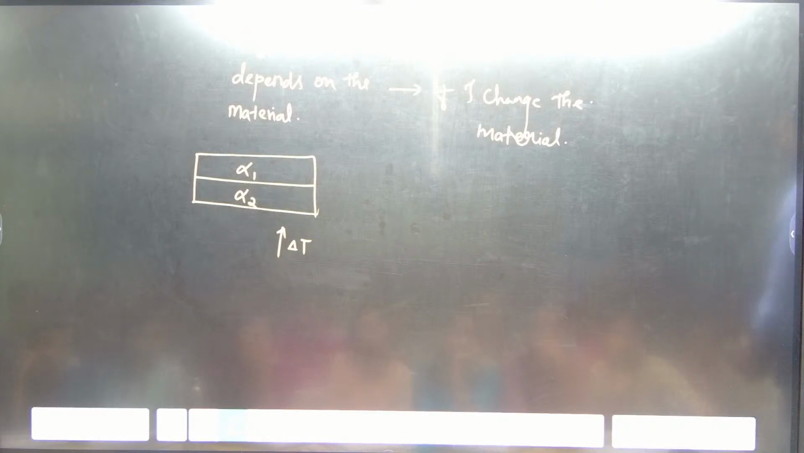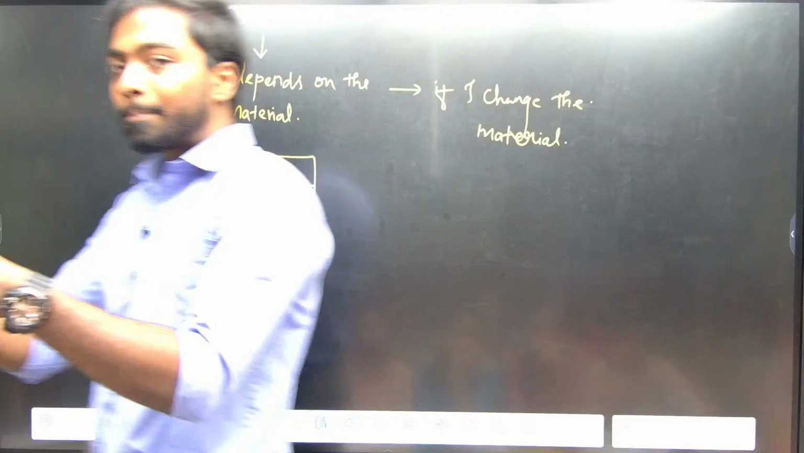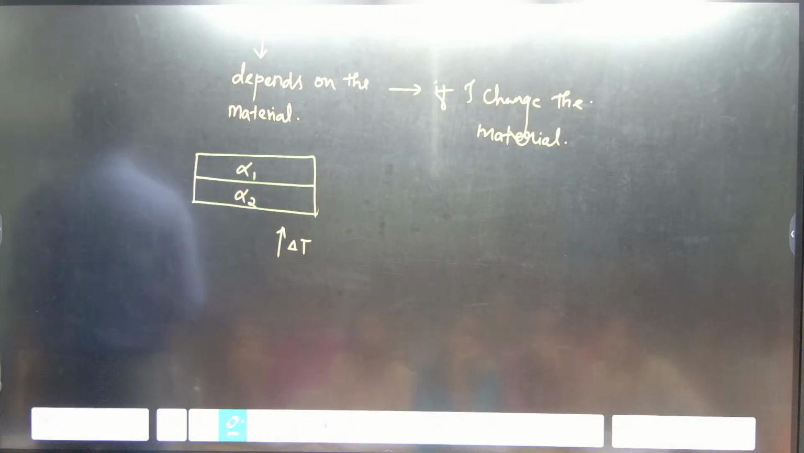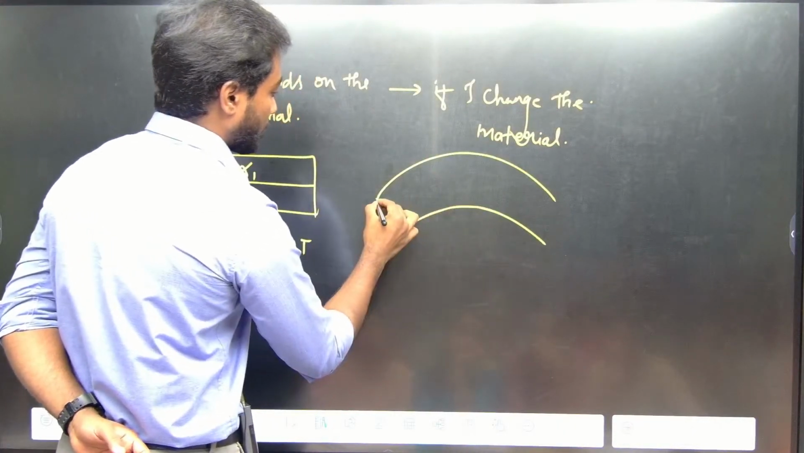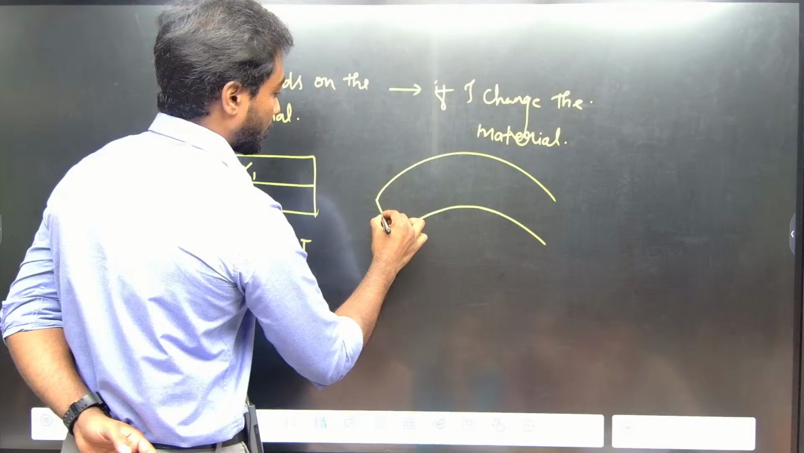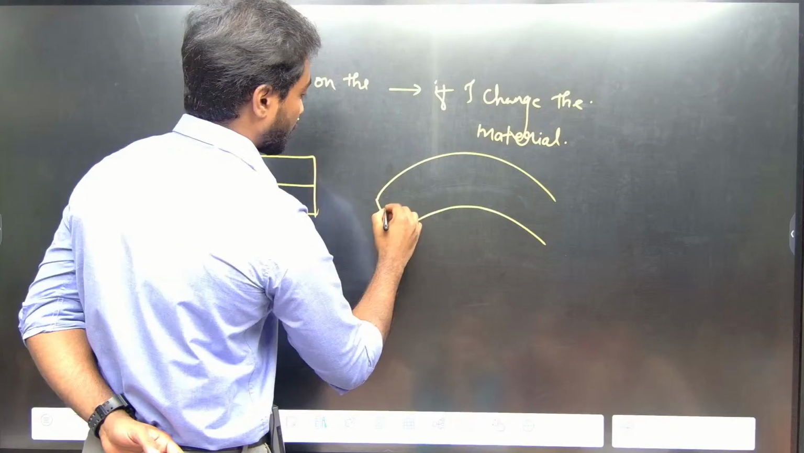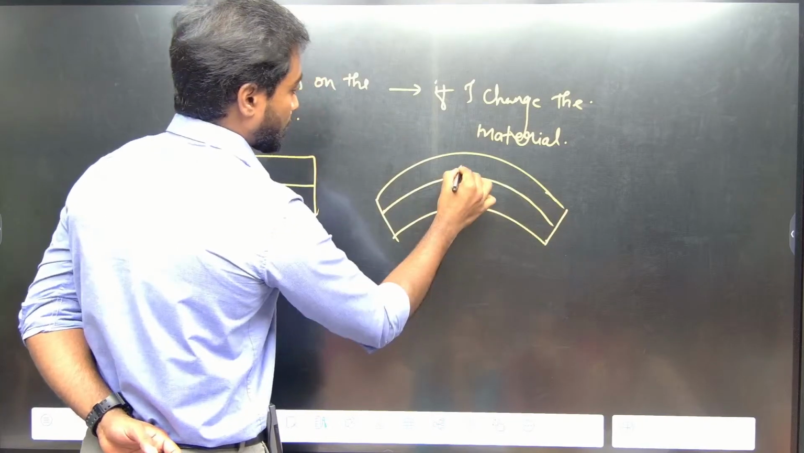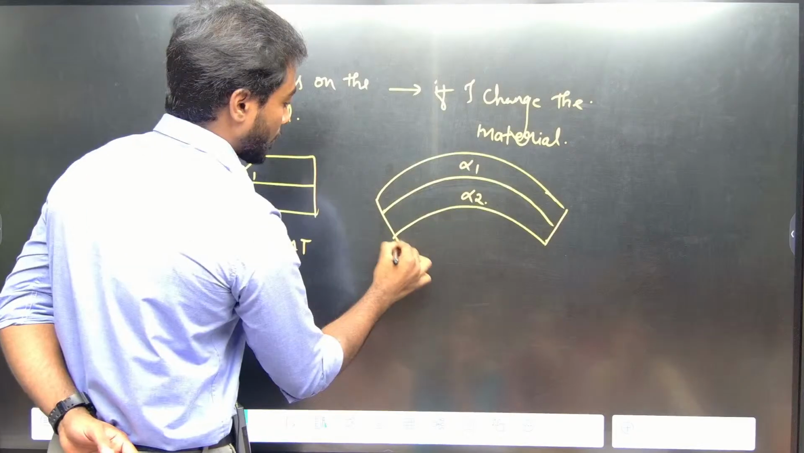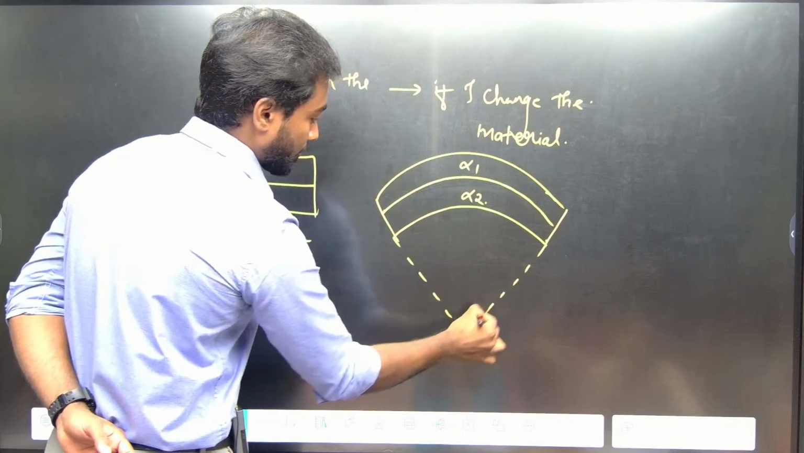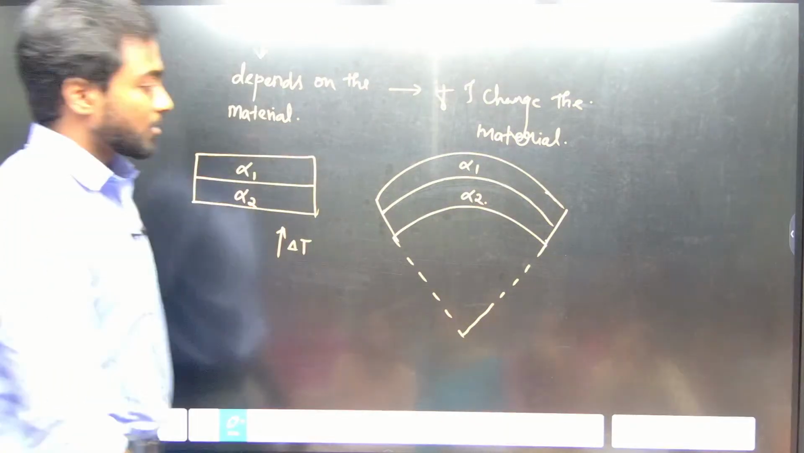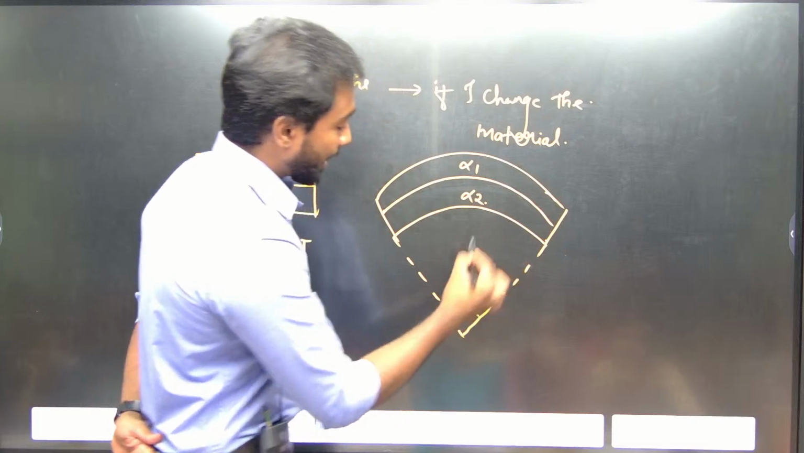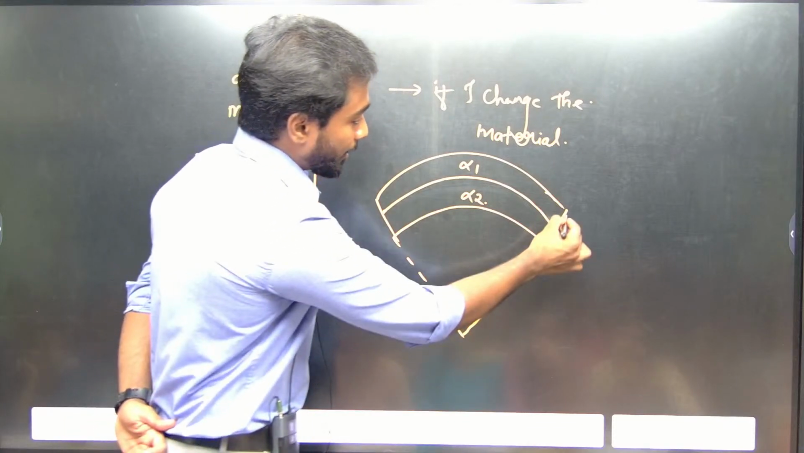One will expand more. So what happens in that case? It will try to bend. So this is my alpha 1, alpha 2. So can I connect like this as a sector, making an angle theta? Can I take this as a whole circle?